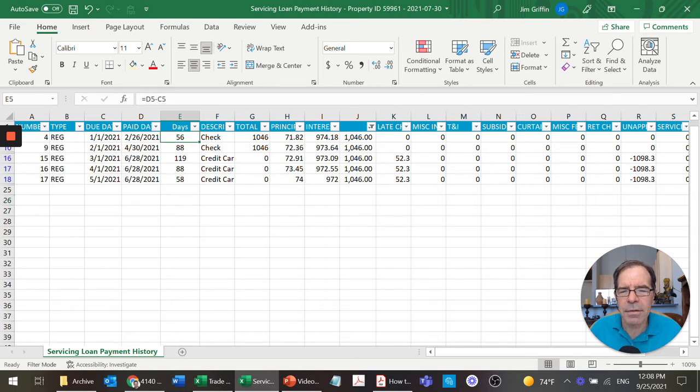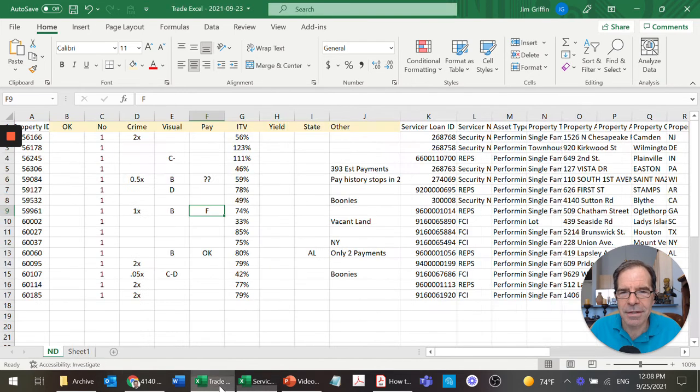The first payment was 56 days late. The second one was 88 days late. The third one was 119 days late. And these 3 payments were all made on the same date using a credit card. There's only 5 payments. Can't you at least get your horse out of the barn? So I rated this pay history as F and said, moving along, cowboy. Don't want this one.